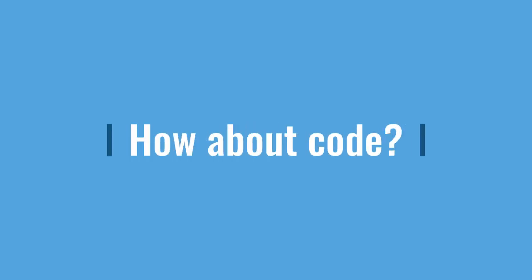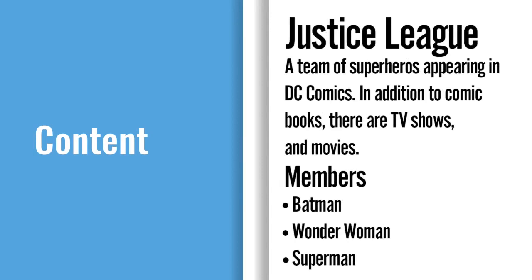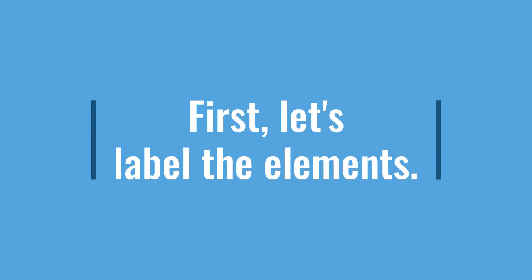Okay, so why don't we apply this to some code? Here's some content. Justice League, a team of superheroes appearing in DC Comics. In addition to comic books, there are TV shows and movies. Members: Batman, Wonder Woman, Superman. First, let's label the elements.